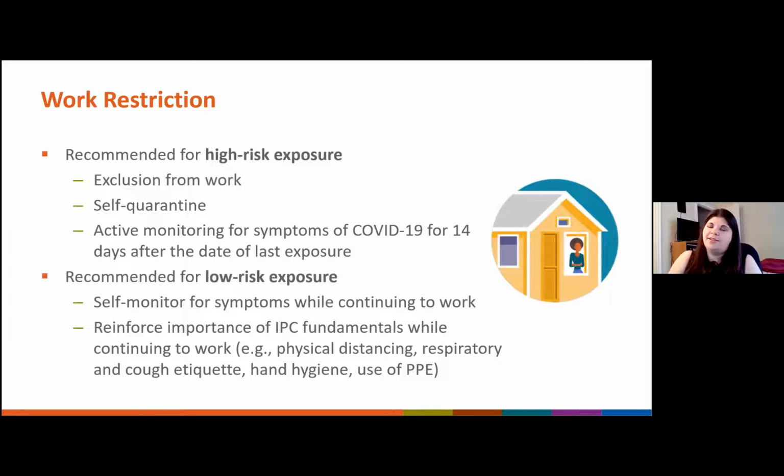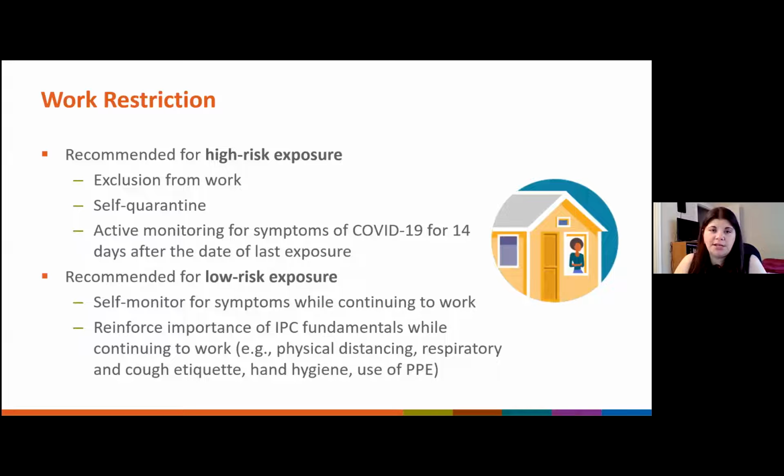And based on that, typically recommending some type of work restriction or monitoring. So for work restriction, for high-risk exposures, an example would be someone who was not wearing appropriate PPE while performing an aerosol generating procedure, like a bronchoscopy or an intubation. Those individuals are excluded from work because they are at a higher risk of developing COVID-19.